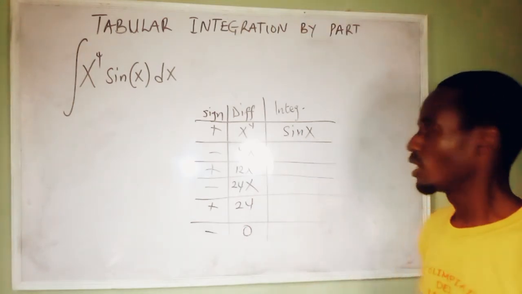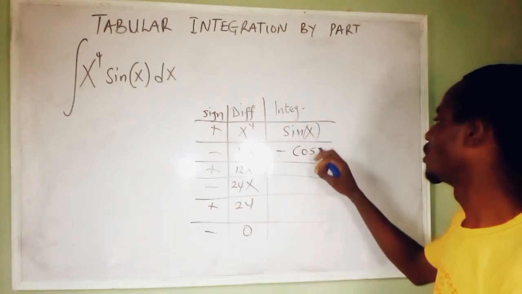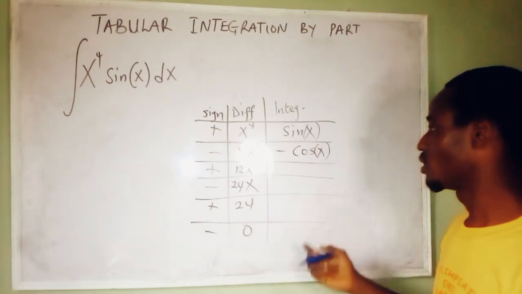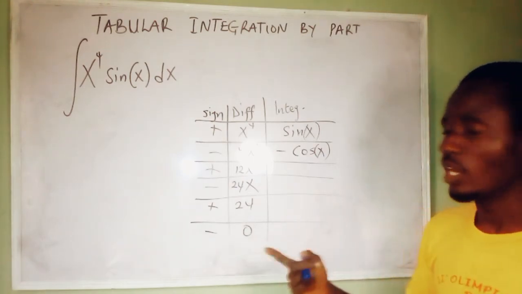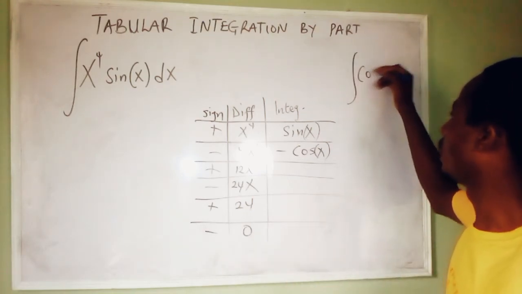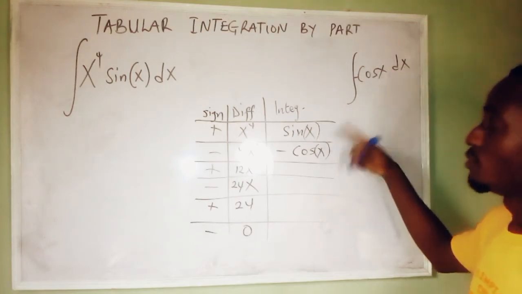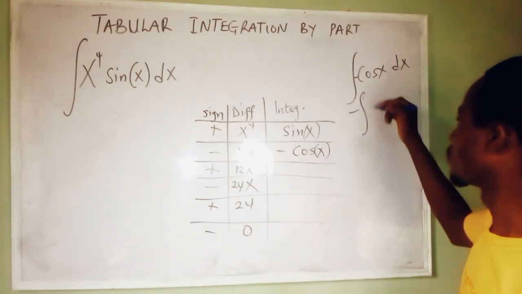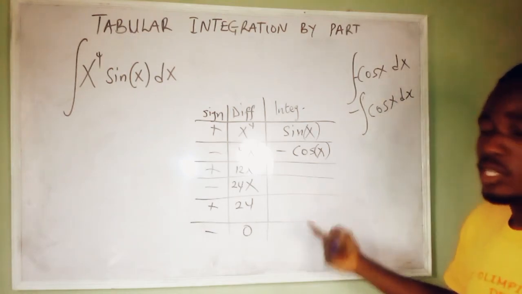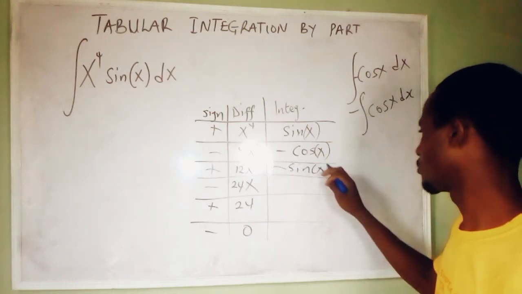If I integrate sine x, I'm going to get minus cos x. Then if I integrate minus cos x, I'm going to definitely get minus sine x, because you can perform the integral of cos x dx, and that is negative. So if this is negative, you can separate the minus from the integral. You have cos x dx, and this gives us sine x. So then you have minus sine x.